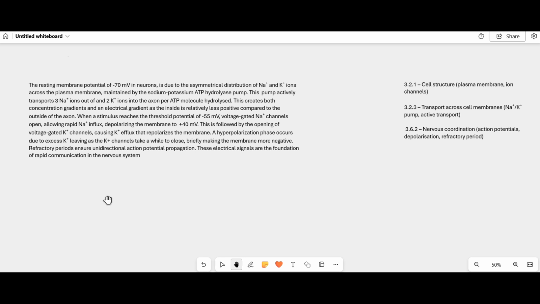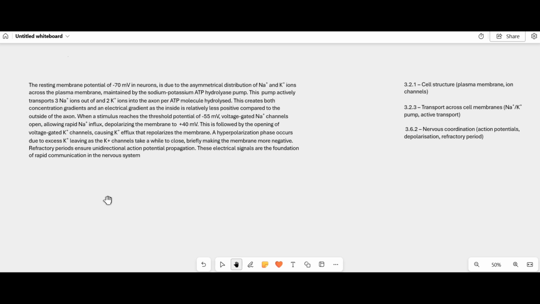Per ATP molecule hydrolyzed, yeah? So that's just a little bit of information there. That's straight from the A-level course, not really anything added there, yeah? This creates both concentration gradients and an electrical gradient inside that is relatively less positive compared to the outside of the axon, yeah? So obviously there's less positive ions inside, so therefore the inside is less positive compared to the outside, yeah?